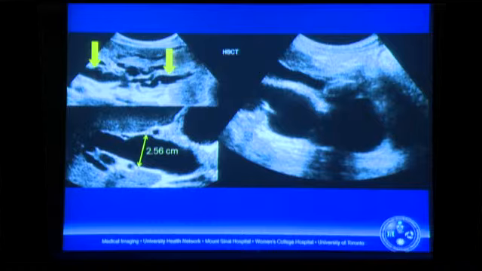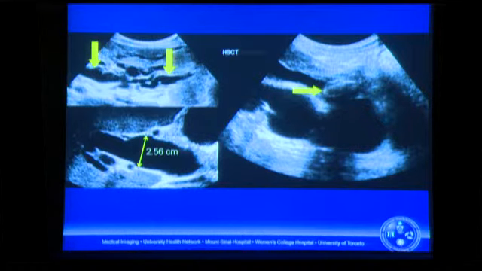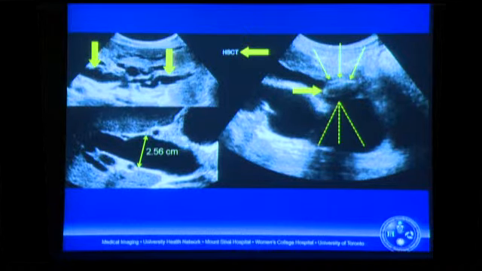Now, some of you will say, but that stone isn't shadowing very well. You were talking a few minutes ago about the great shadowing from stones and calcium. And the reason for that is the technique here. We're using sono-CT. So there are multiple angles of insonation, and that disperses the shadow somewhat.